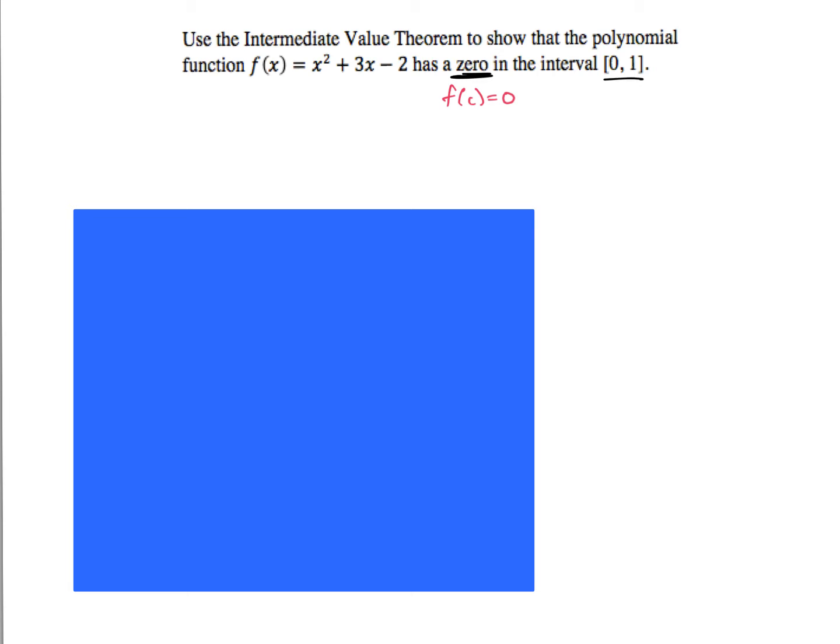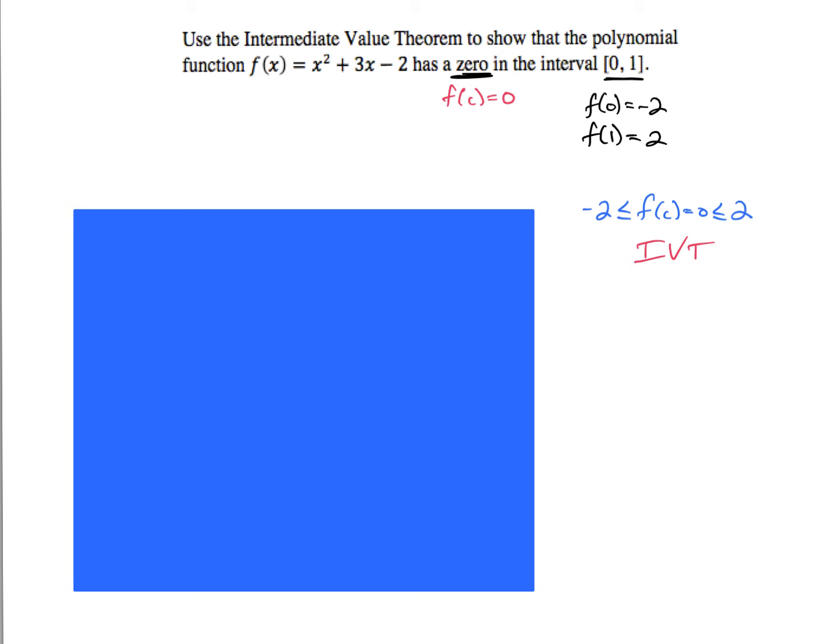To solve for them, we just substitute in our a and our b, in this case 0 and 1. So what is f of 0? -2. And what is f of 1? 2. So, is 0 in between those two? Yes. So the way I write it is with an inequality. -2 is less than f of c, which is equal to 0, which is less than or equal to 2. And then I throw out my gang sign, intermediate value theorem.